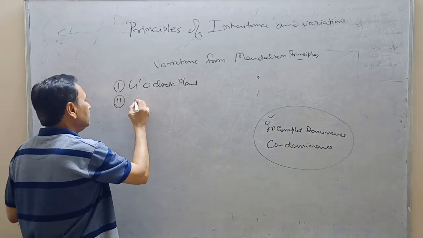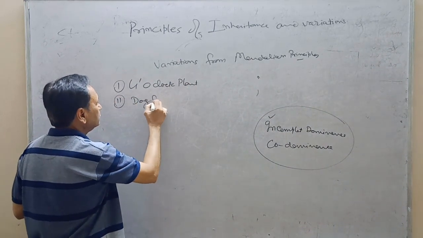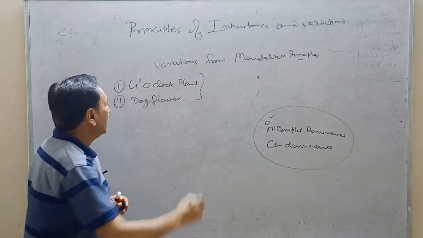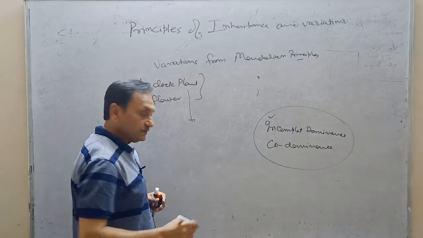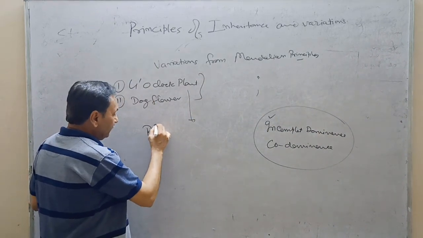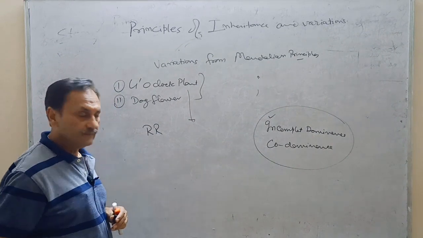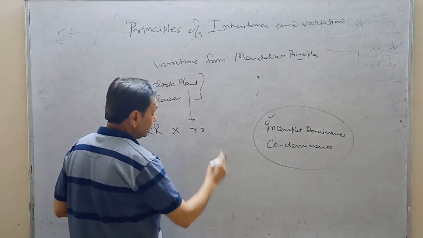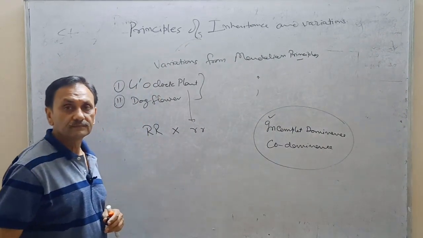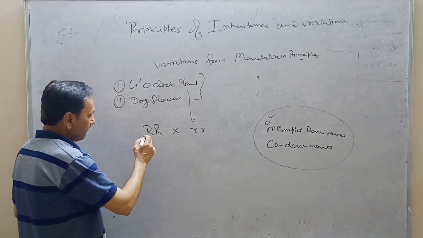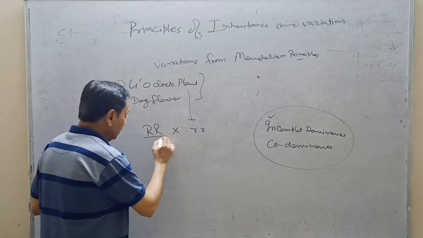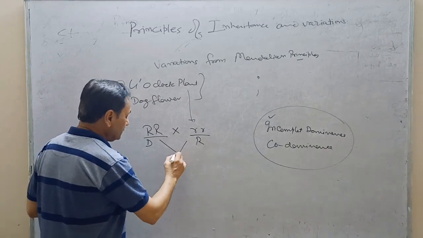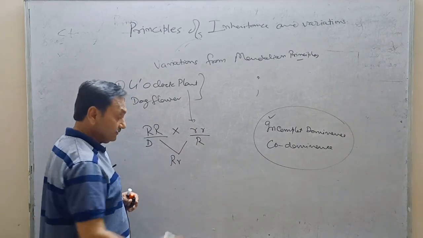The same in the dog flower. It has been observed in the 4 o'clock plant that when a red flower is crossed with a white flower, according to Mendel's law, if one is dominant and the other is recessive, then their product should be red.